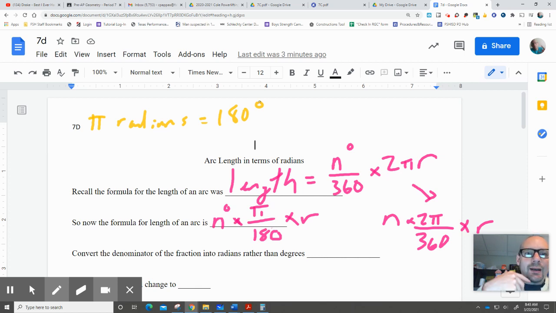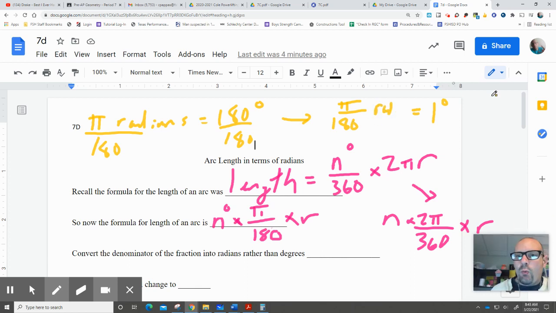Now, if we want to find out what 1 degree is, we divide by 180. So 180 divided by 180. What happens here, ladies and gentlemen, is 1 degree is equal to pi over 180 radians. Okay, 1 degree is pi over 180 radians, and it's a really low decimal. We looked at that back when we did the 7B notes, I believe.